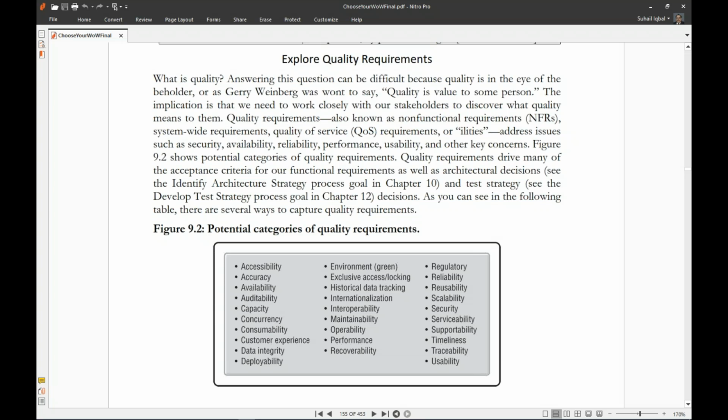Quality requirements, also known as non-functional requirements, NFR, system-wide requirements, quality of service requirements, and utilities, address issues such as security, availability, reliability.